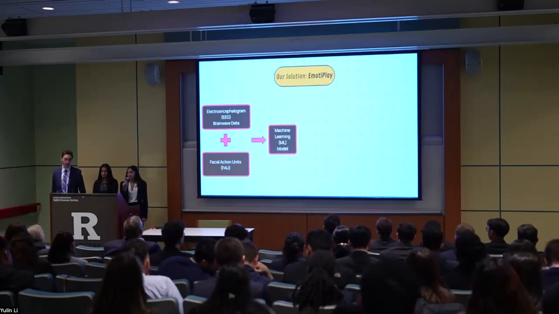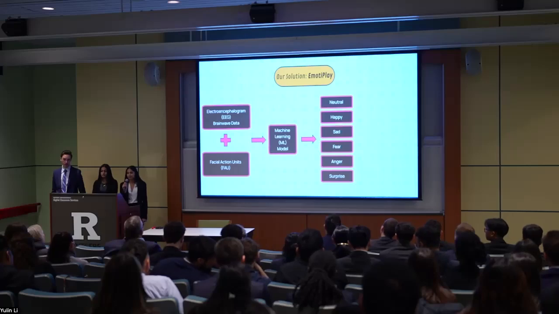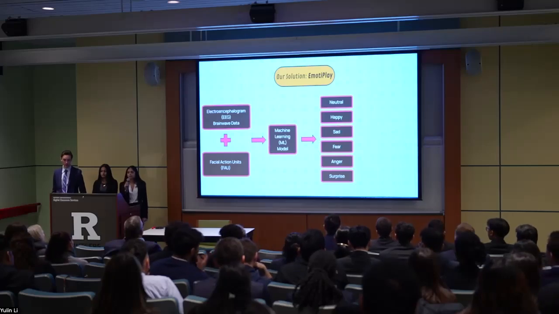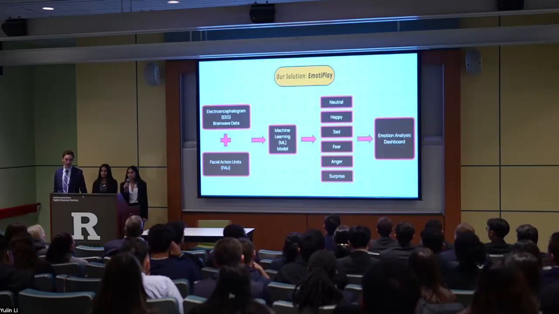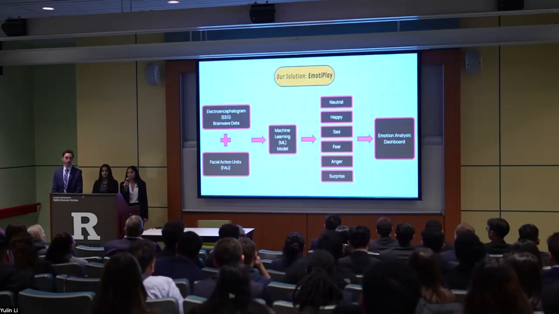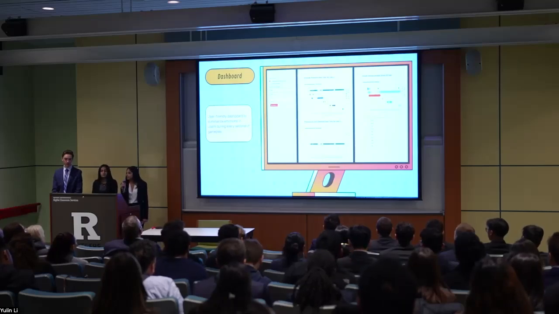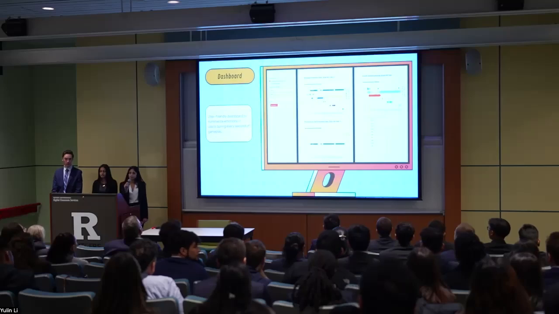This data is feature engineered and inputted into a trained machine learning model, which analyzes 6 different emotions, including neutral, happy, sad, fear, anger, and surprise. The model then outputs the dominant emotion at each timestamp during gameplay, and these results are summarized in an emotion analysis dashboard. So this slide shows you a glimpse of the dashboard that I mentioned in the previous slide. As you can see, video game companies can not only see individual users' emotional responses, but also get an overall analysis of all of the users that they tested.